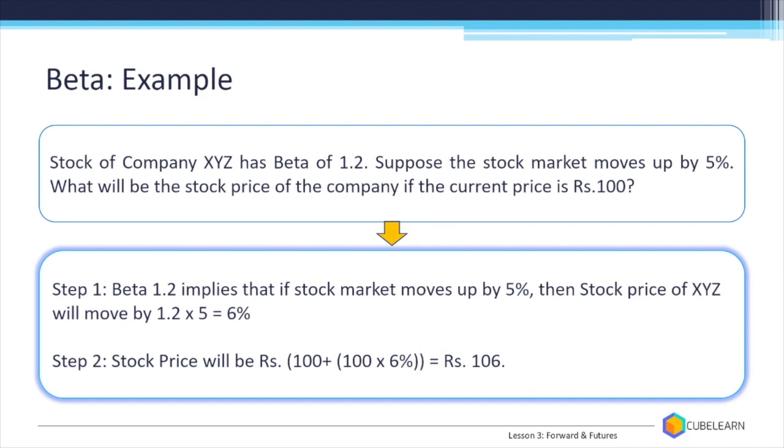Similarly, if the stock market moves down by 5%, then the stock price will be down by 6%.